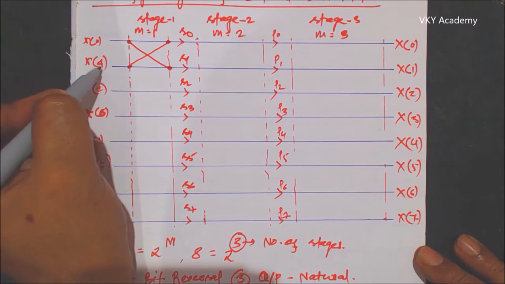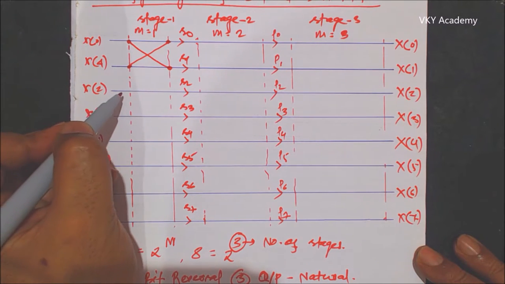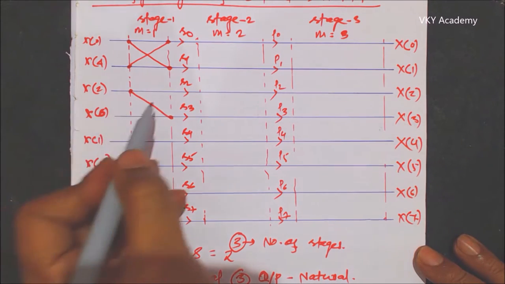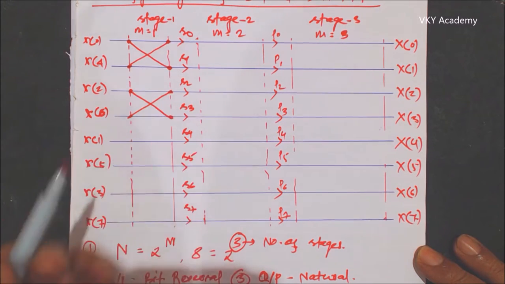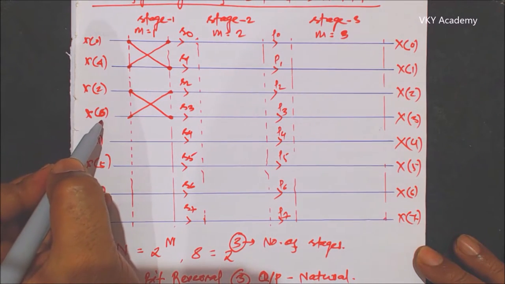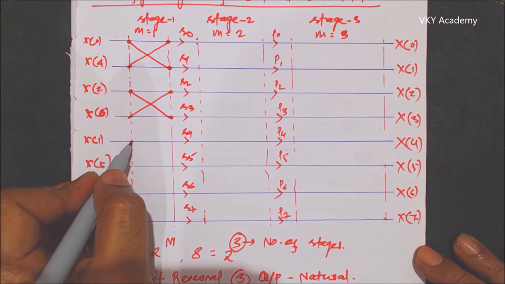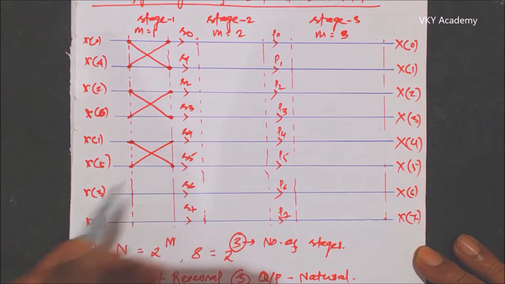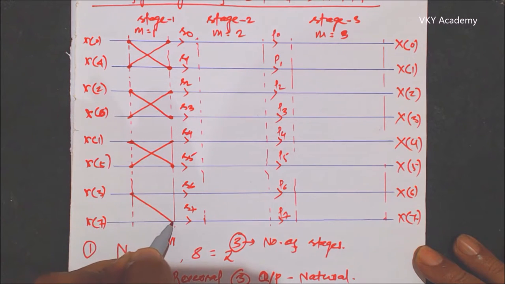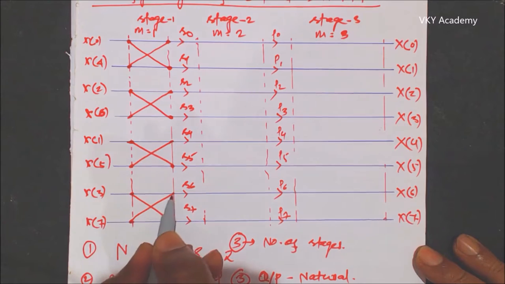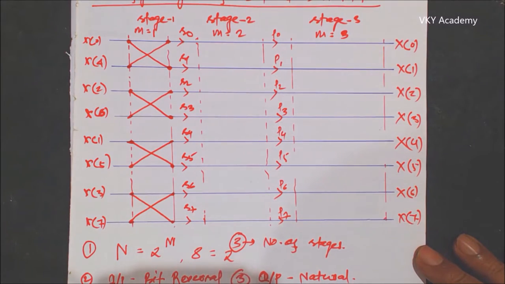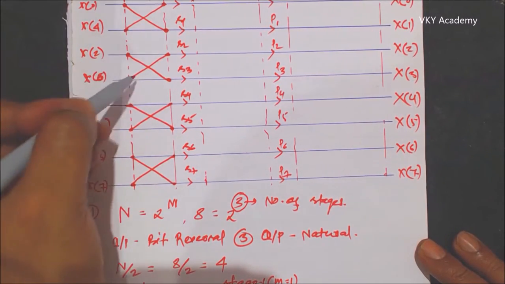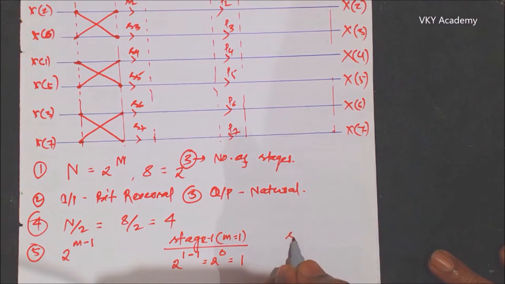Now as X0 and X4 are already engaged, the next unengaged input is X2. So start from here, leave one point, connect here. Start from here, connect here. Now X2 and X6 are engaged. Coming to X1, start from here, leave one point, join here. Start from here, join here. Similarly, start from X3, join here, and start from here, join here. So the first stage butterfly is over. We can also check point number 4, that the first stage consists of 4 butterflies: 1, 2, 3, 4.